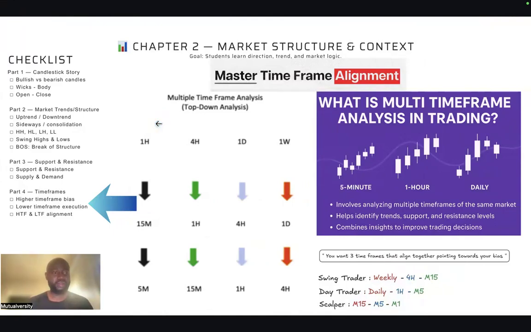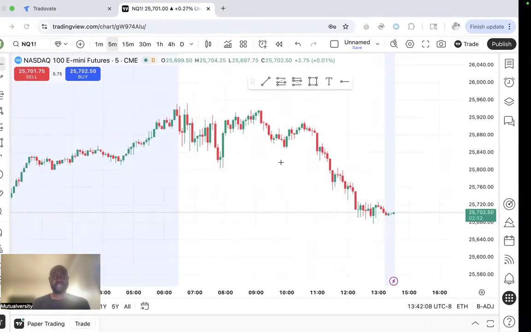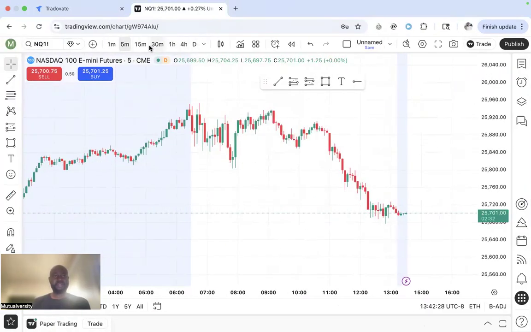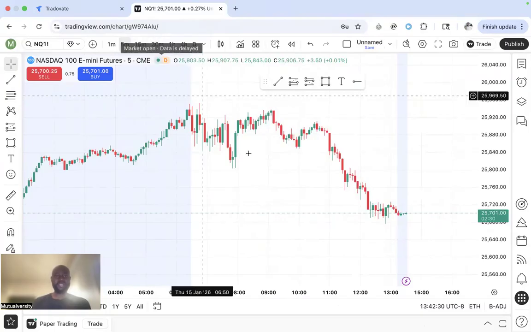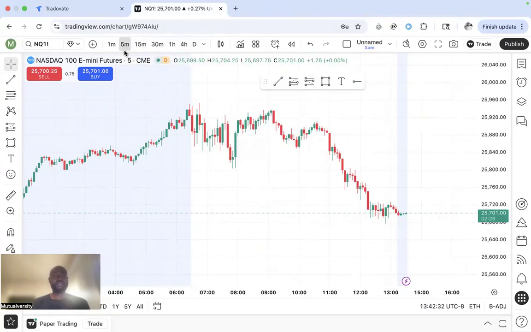Another part in chapter two we're going to talk about is time frame alignment. So before you start trading, it's important for you to check the overall market and how it's moving on the higher time frames. So these time frames up here, remember as we said, every candle, when you click 5 minutes, the 5 minute time frame, every candle will take 5 minutes. You see the countdown here on the right hand side. It will take 5 minutes for it to form.